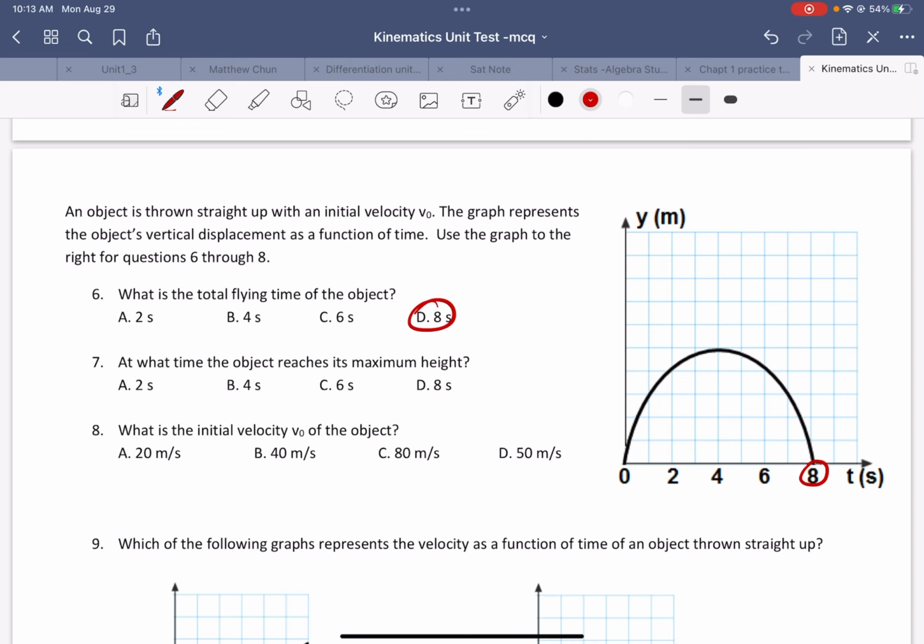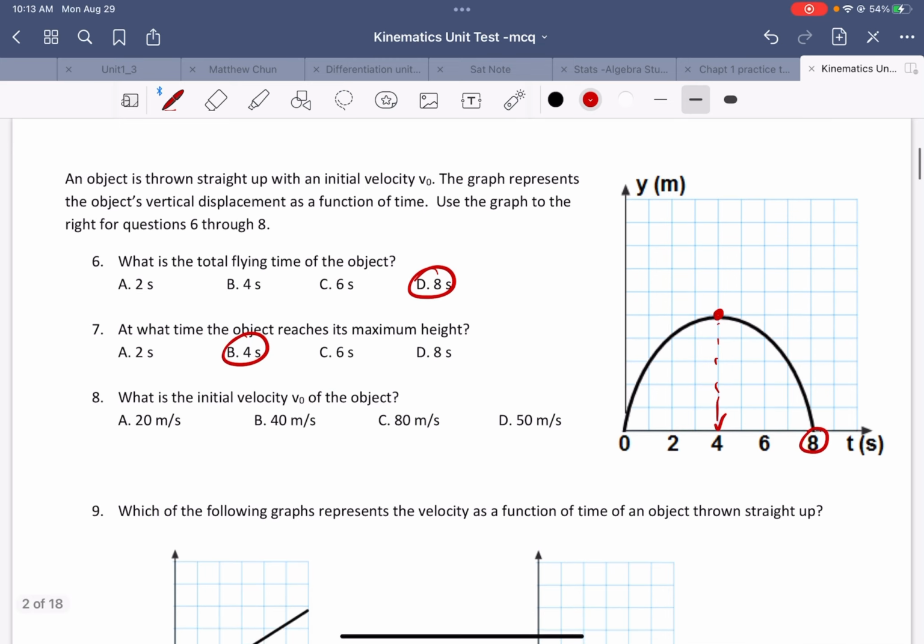At what time does the object reach the maximum height? So that's the maximum height right here. So that time is 4. Okay, it's not hard. Now, what is the initial velocity? Okay, that could be hard.